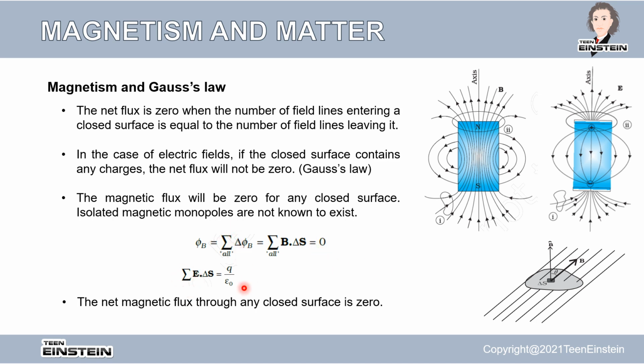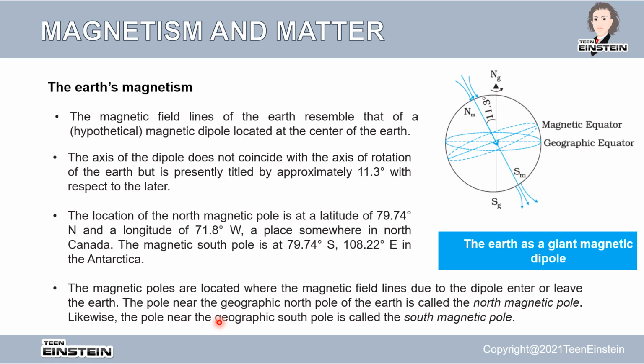But in the case of electric field, the E dot delta S is not 0 because it has Q by epsilon 0. In this case, it cannot be Q by epsilon 0 in the magnetic case because magnetic monopoles do not exist. So the net magnetic flux through any closed surface is 0. So this is the conclusion we are arriving from this discussion, that in the case of magnetic field, the net flux has to be 0 for any closed surface.